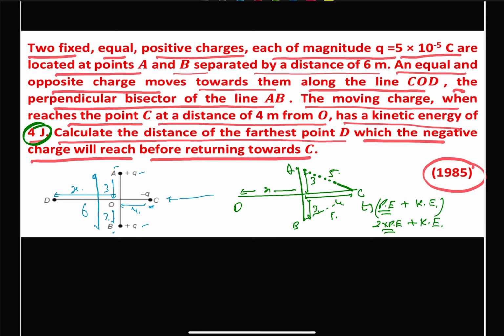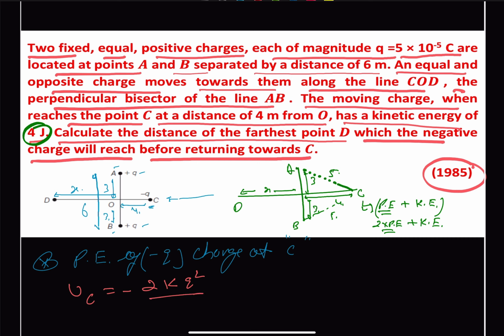Therefore, we can say that the potential energy of the charge minus Q at C, we can call this UC, will be equal to minus twice K, and we have the same charge, that is Q and Q, so this comes as Q square, divided by our AC square.